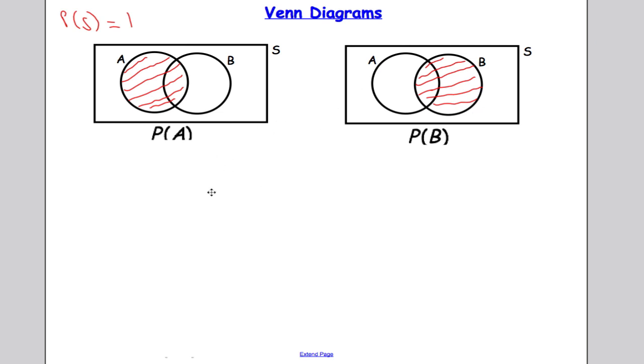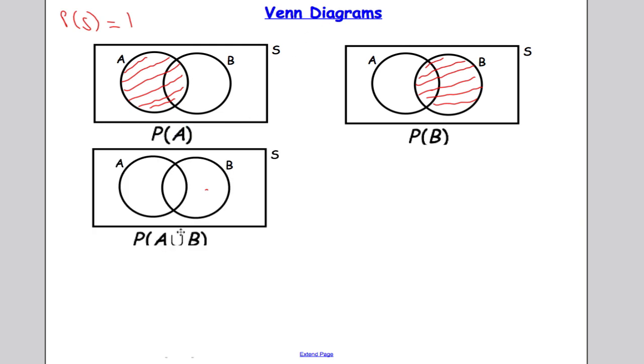Moving on, we now have the probability of A union B. The probability of A union B is everything in A and everything in B all together. So that represents the two circles fully shaded in. And this can be applied to 3 circles or 3 ovals. So that is the probability of A union B. So it's all this space in here.